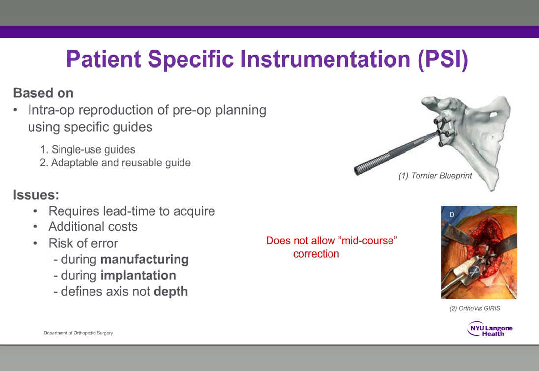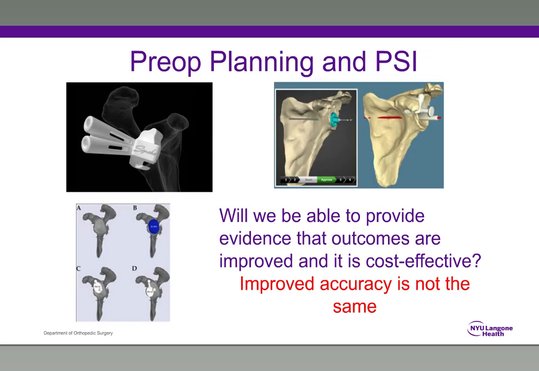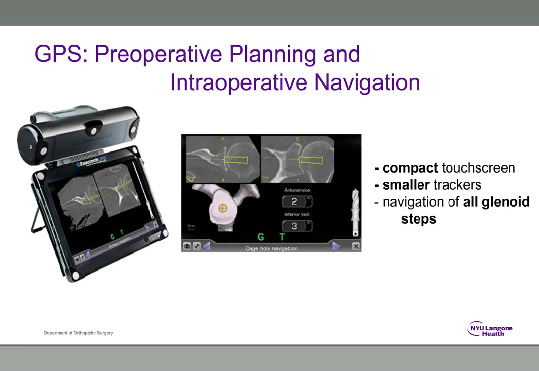So this took it further, but to me it does not have the flexibility or the mid-course correction options that you would really like to see. Which now brings us to the question of whether preoperative planning, with or without patient-specific instrumentation, is ultimately going to provide evidence that the outcomes are better. That's an unknown question for all of this technology. We think improved accuracy in placement will mean longer implant survival, but that remains to be seen for this technology as well as navigation technology.